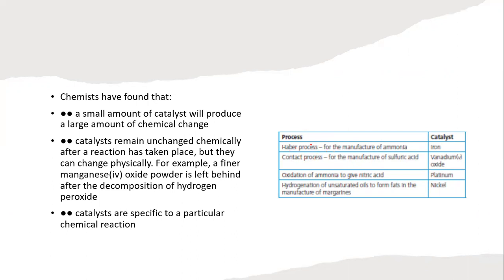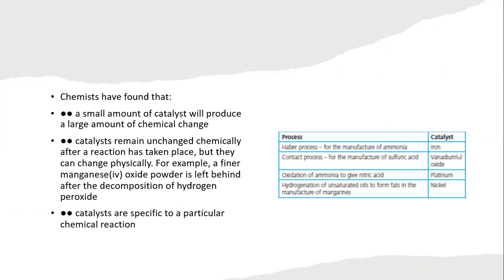Haber process. Haber process is the process with which we make ammonia. We will also study a little bit about Haber process when we do our reversible reactions. But then you also have a separate topic on it as well. So whenever in your course you do that, you will study it in more detail. Haber process is the process for manufacturing ammonia, and the catalyst we use for it is iron.